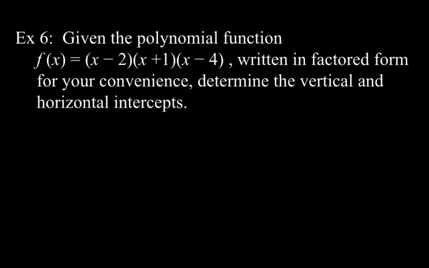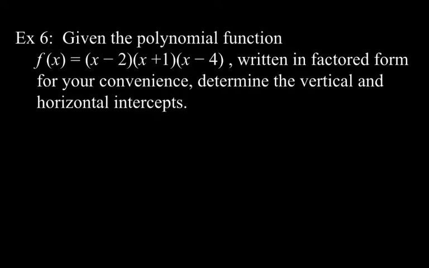All right, when we look at our graphs, we also want to talk about horizontal intercepts. Those horizontal intercepts where it crosses usually the x-axis are also called zeros of the function or roots of the function. So in example 6 here, we're given the polynomial function, and notice it is already factored so that we don't have to worry about factoring it. We are going to keep practicing that, but for now it's already factored for us. We want to determine the vertical and horizontal intercepts.